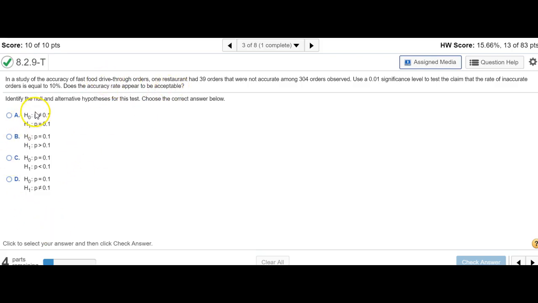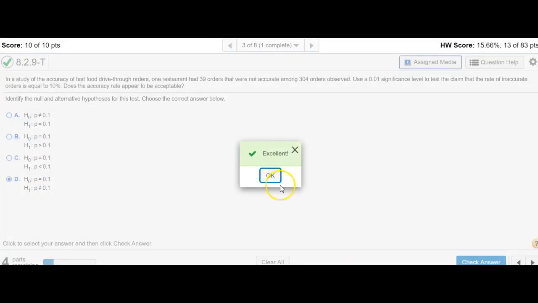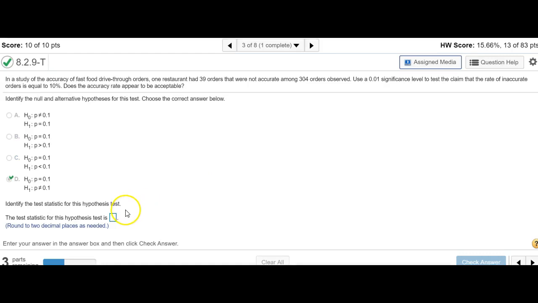So we're taking the null hypothesis that the proportion is 10%, and the alternative hypothesis is the proportion is not equal to 10%. So that's what we want to test. And we're going to use a test statistic to do this.